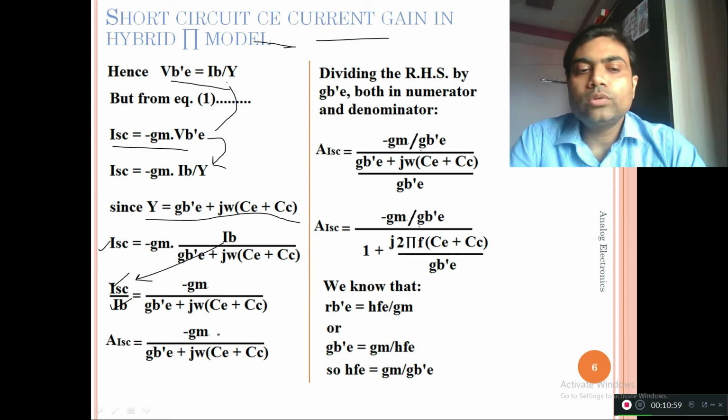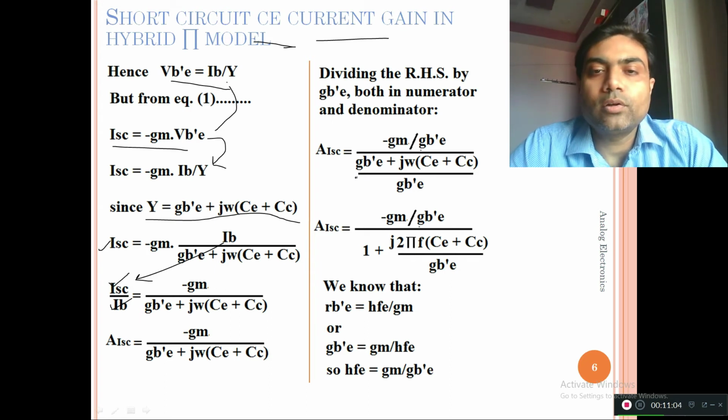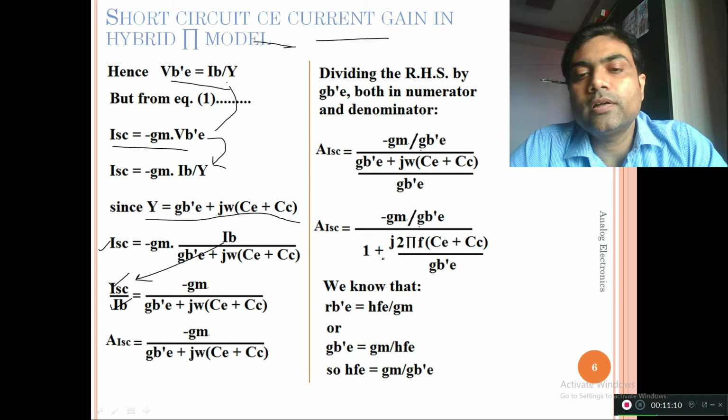So how can we do that? This GB'E term can be divided in both the numerator and denominator. So GB'E is divided here, GB'E is divided here, and the GB'E cancels out in the denominator. We have replaced omega as 2 pi f, and this (C_E plus C_C) and GB'E remain the same.